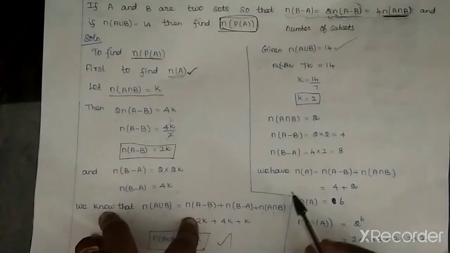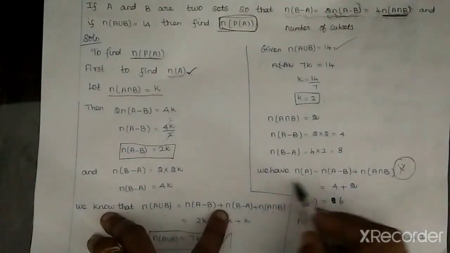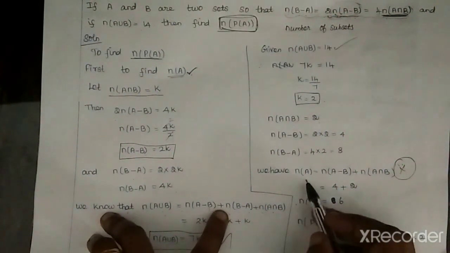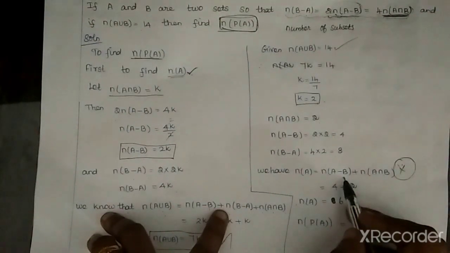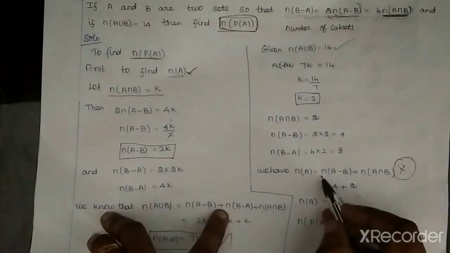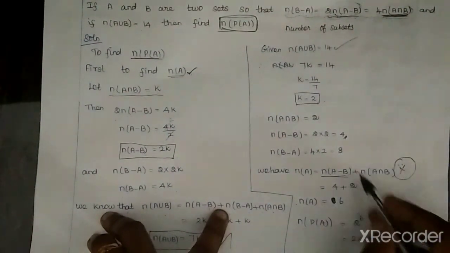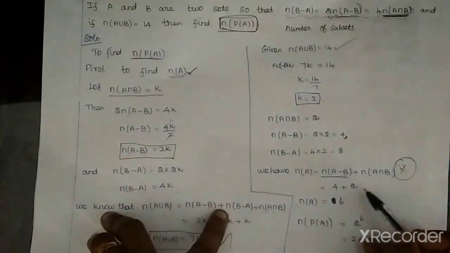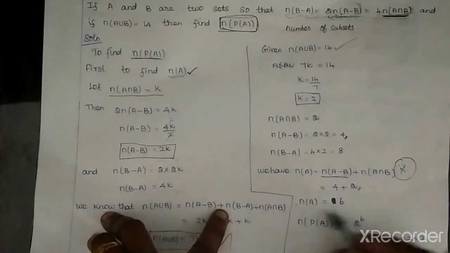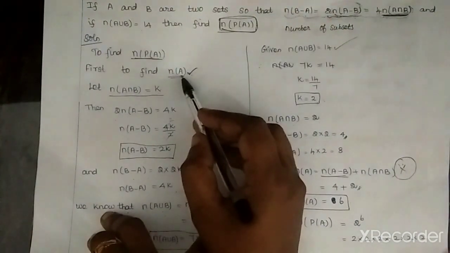Okay, so next, this formula also you have to learn in the 9th standard. The formula is n of A is equal to n of A minus B plus n of A intersection B. So what is the value of n of A minus B? N of A minus B is 4 plus n of A intersection B is 2. Okay, 4 plus 2 is 6. So we have found n of A.